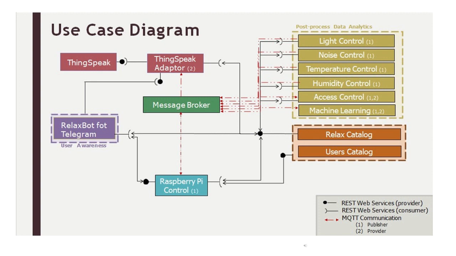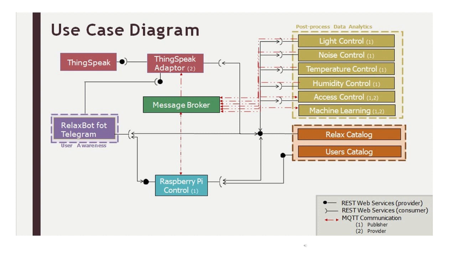And in the post-process data analytics section, we have several control mechanisms, such as light, noise, temperature, humidity, and access control. Additionally, we have machine learning, which analyzes sensor data to predict safe occupancy level and ensures only authorized users are permitted. And also information through catalogs.